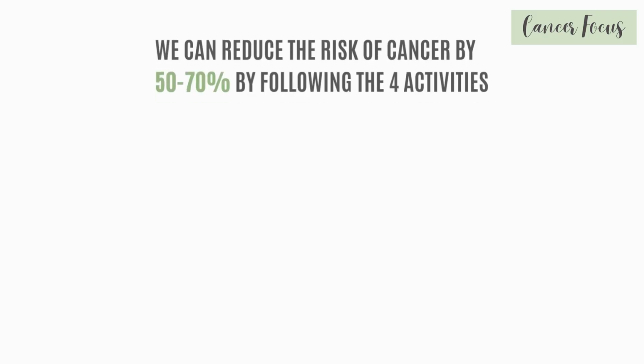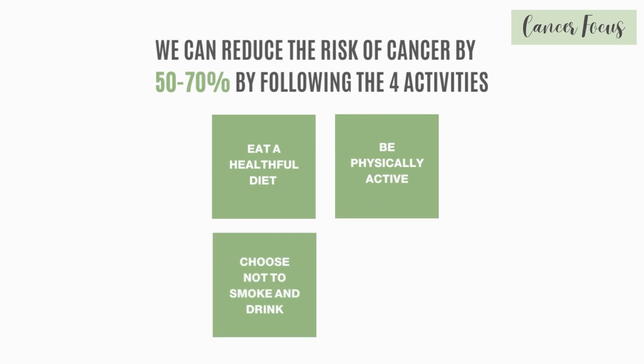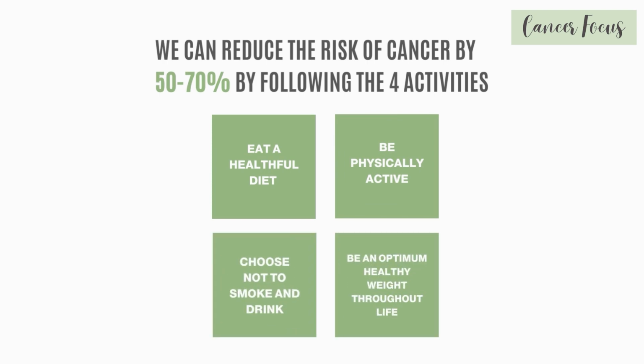The question is how to reduce the presence of chronic inflammation in our body. The studies indicate that by doing just 4 things, which include eating a healthful diet, by being physically active, choosing not to smoke and drink, and being an optimum weight throughout the lifetime, leads to a reduction of about 50 to 70% of cancers by reducing inflammation.